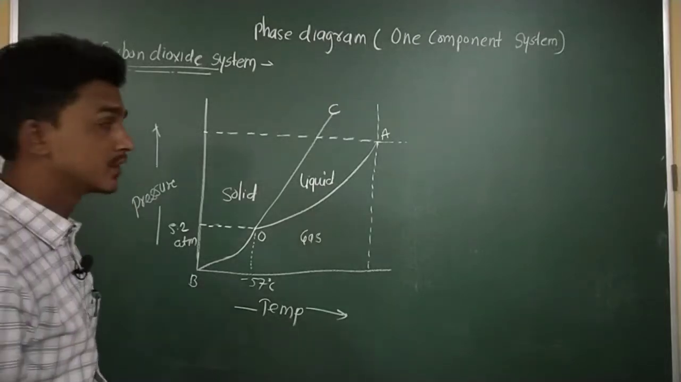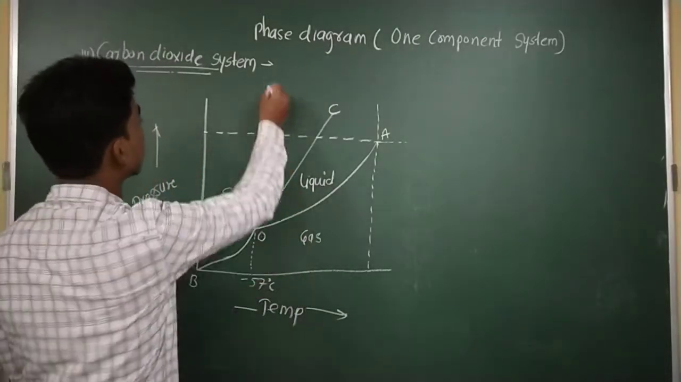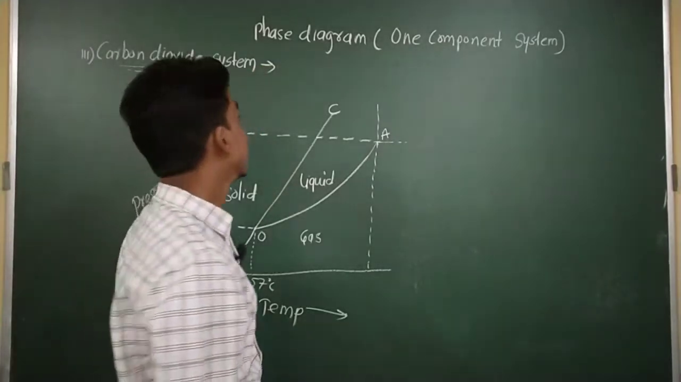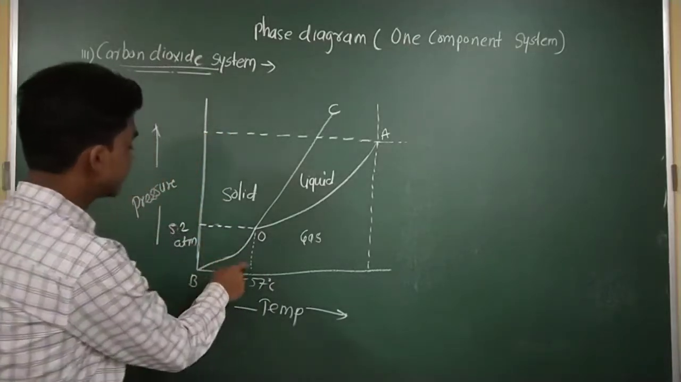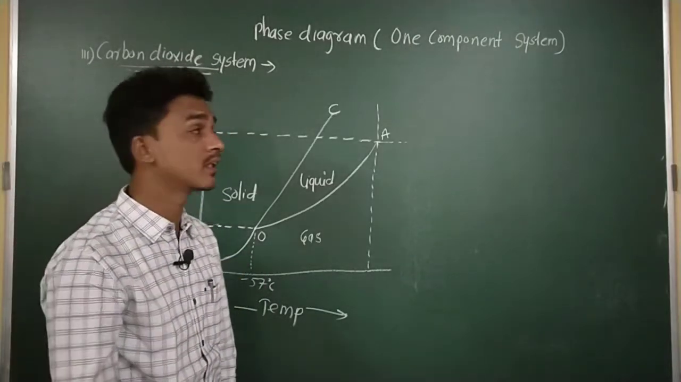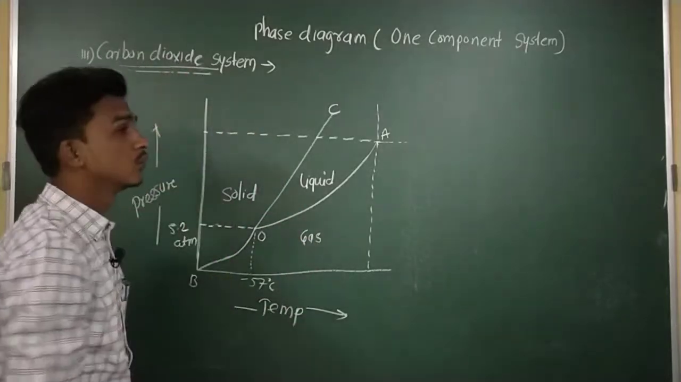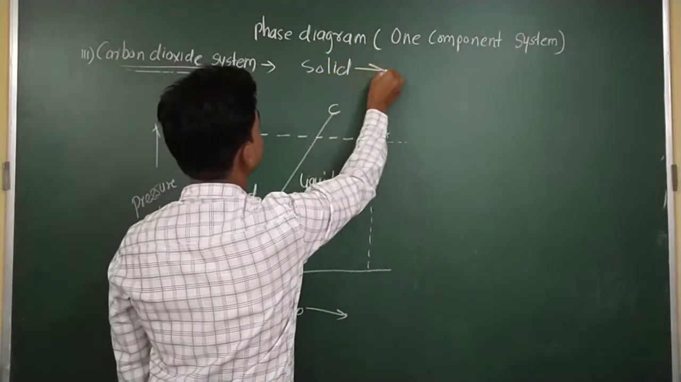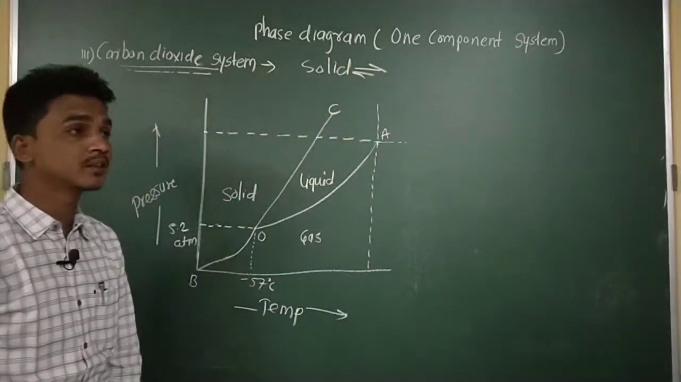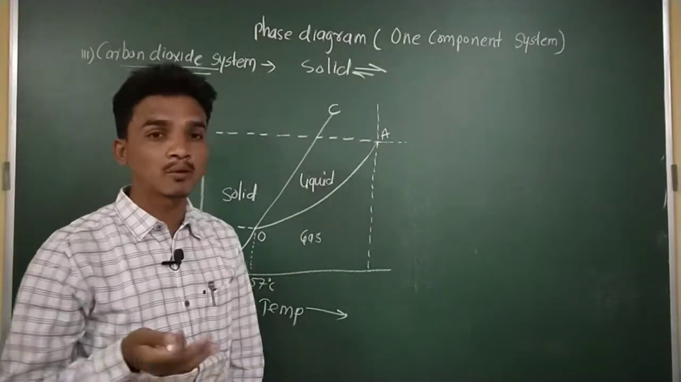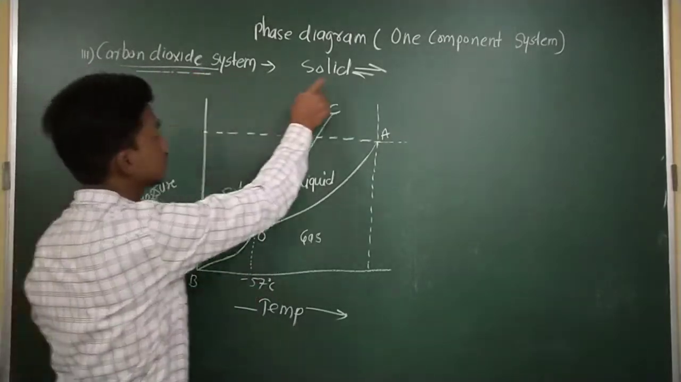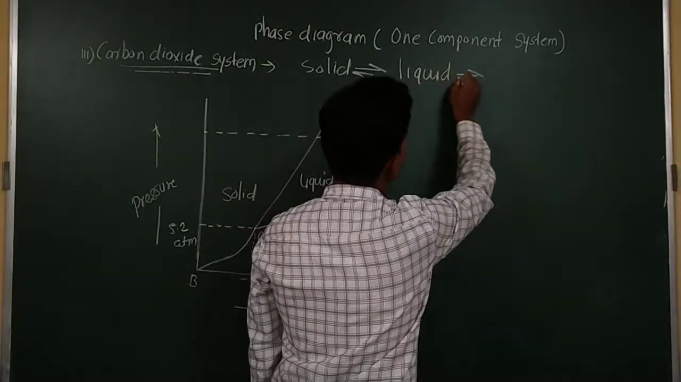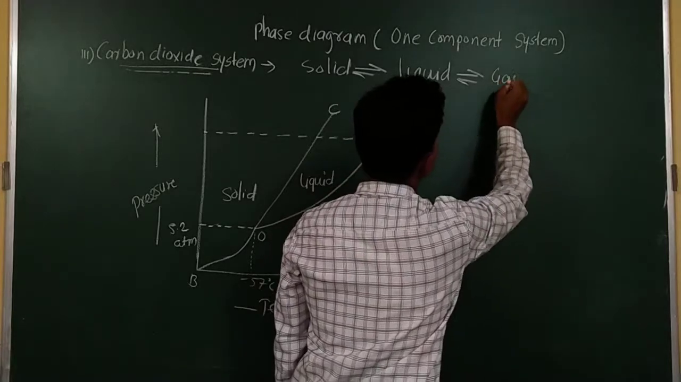Dear students, as we know, carbon dioxide molecules at room temperature exist in a gaseous state, but when I change the temperature and pressure of the system, what will happen? The carbon dioxide molecule also exists in the solid state, also exists in a liquid state, and also exists in a gaseous state.